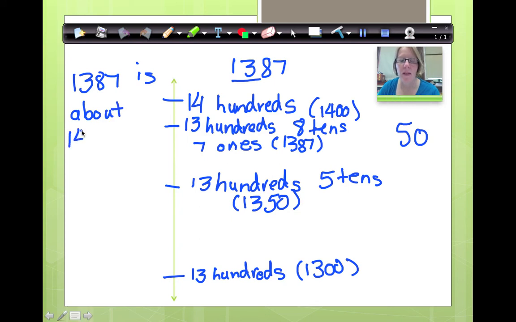Now, we can write it out in words, or we can write it like this, in numeral form.